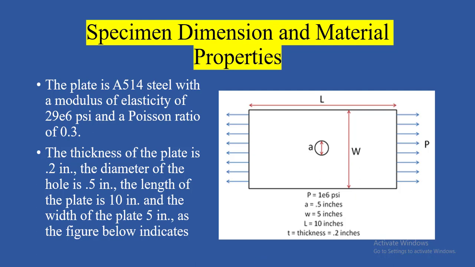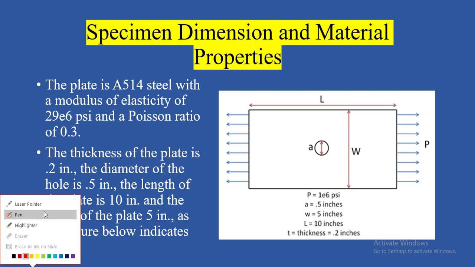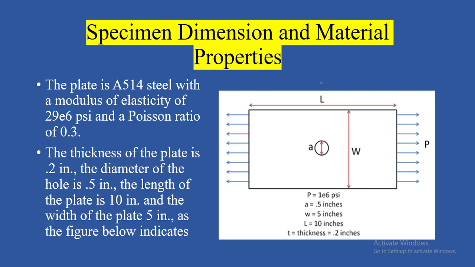We will model this geometry in an axisymmetry, meaning we will only model 1/4 of the portion, which is this one. The rest of the portion we will define the axisymmetric boundary conditions for.